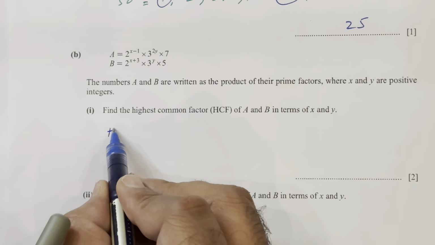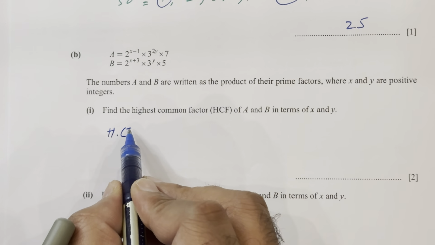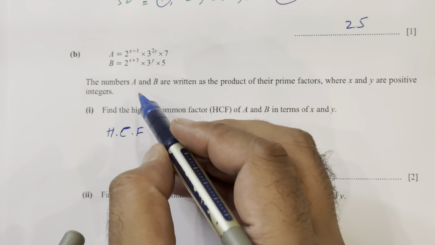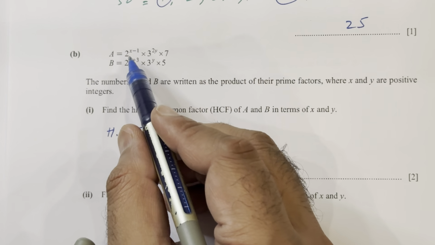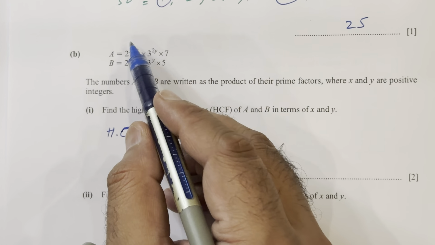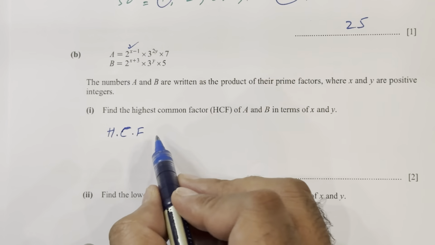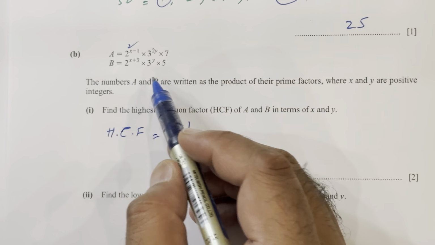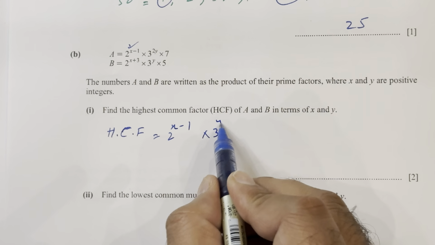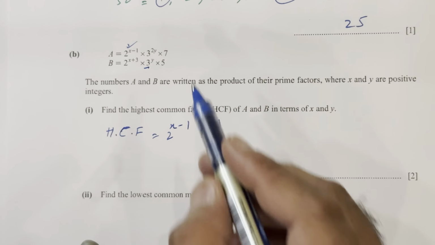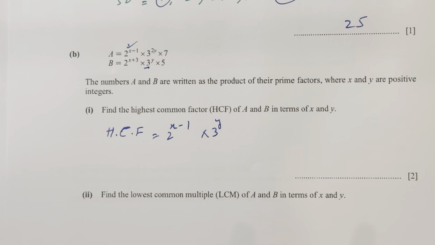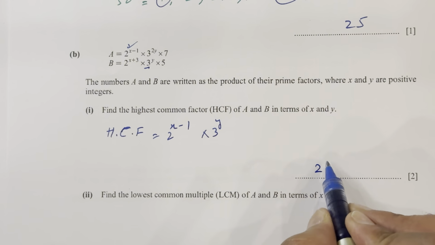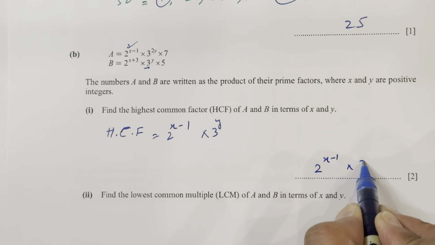So for getting the value of HCF, we need to take the minimum power of 2, which is over here, 2 raised to power x minus 1, and the minimum power of 3, that is 3 raised to y over here. 5 and 7 are not coming in both numbers, so we cannot write them. So our HCF would be 2 raised to power x minus 1 into 3 raised to power y. So this is our answer.